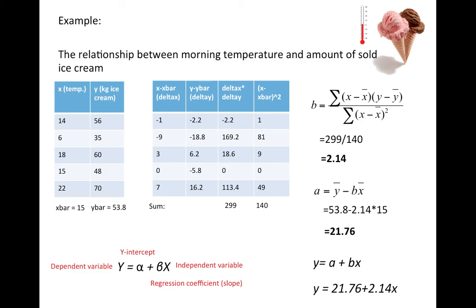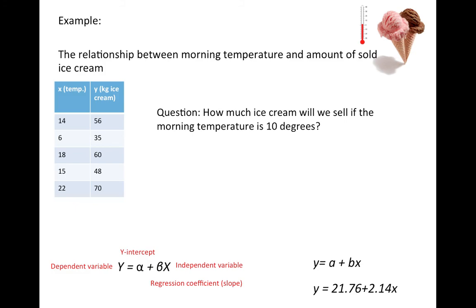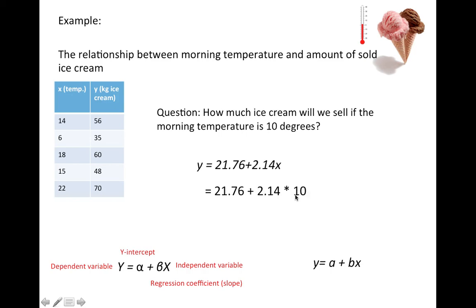When we have the regression equation, we can use that to make a prediction. So let's say that the morning temperature is 10 degrees Celsius. How much ice cream can we expect to sell that day? We use our regression equation. We put in an x, a temperature of 10. And we calculate a y, which is 43. This means that if the morning temperature is 10 degrees, we can expect to sell 43 kilograms of ice cream that day.